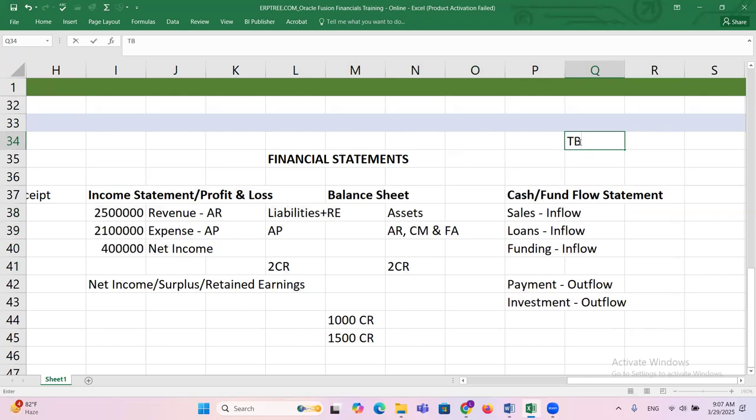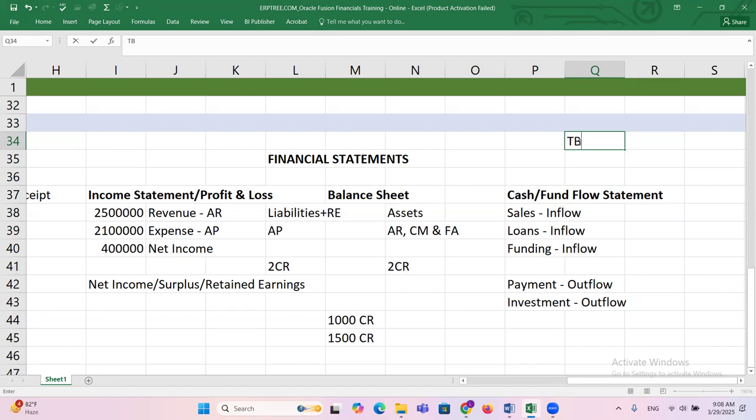TB, trial balance. Here everything would be there. Everything complete. You take anything, revenue, expense, asset, liability, whatever. Everything within your company, whatever activities you are doing, all your assets, your revenues, your expenses, your liabilities, everything will be loaded into TB. TB means trial balance. So everything you are doing would be part of it.